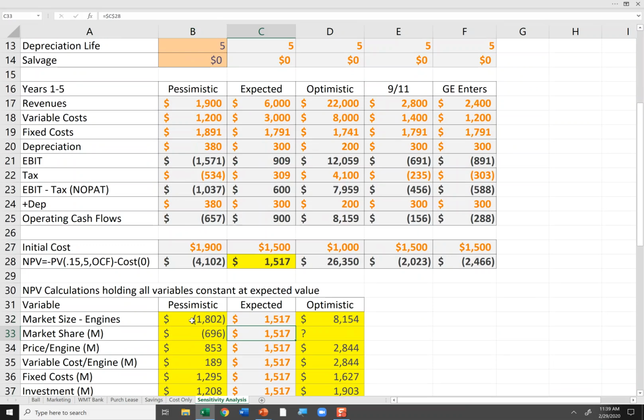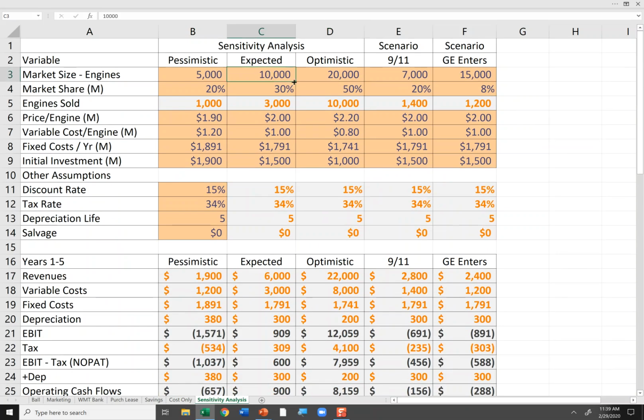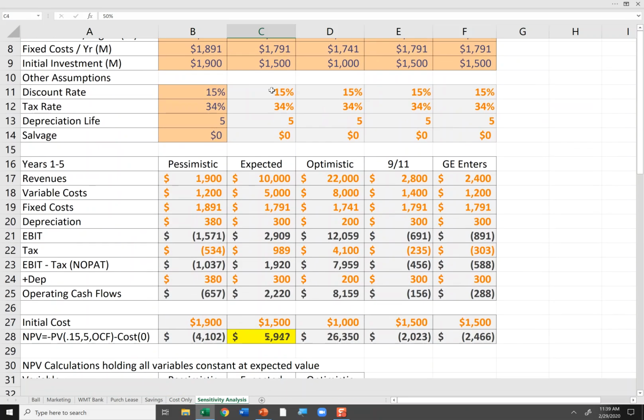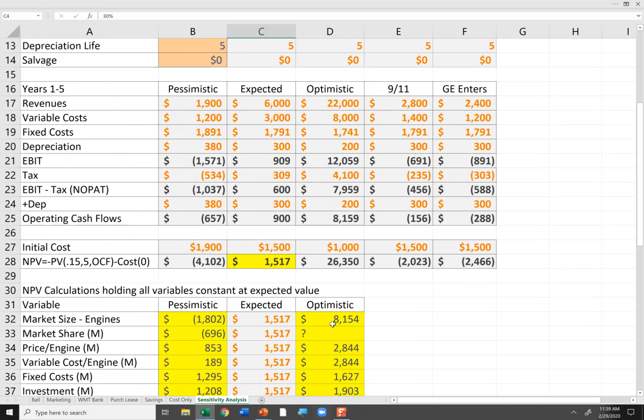What if there's a scenario where everything's expected except you have an optimistic market share? So again, I reset this. If I have an optimistic market share, I would replace this number with this one. I get a 5942, and I would just type that in right there. So this is a really nice table to look at.